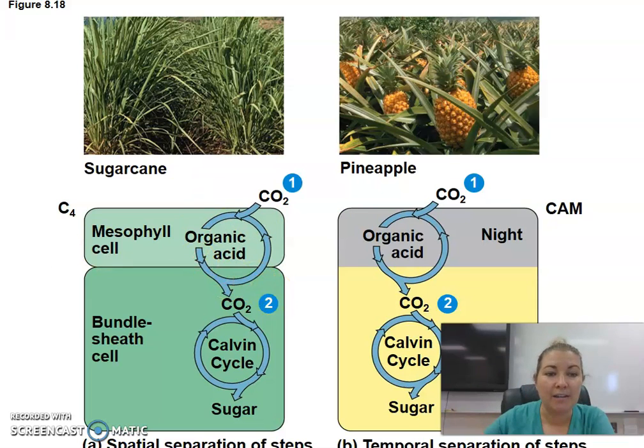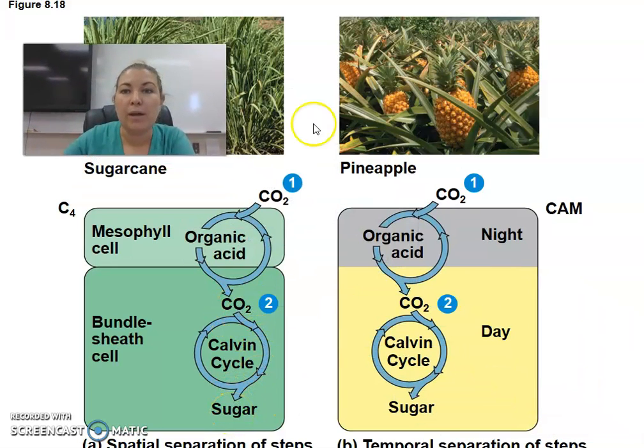So sugarcane is an example of spatial separation. They do carbon capture in the mesophyll cell, and then a second type of cell called a bundle sheath cell that's deeper inside the leaf will actually finish up the Calvin cycle and change that carbon into sugar.